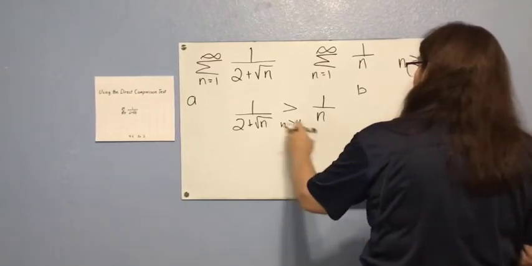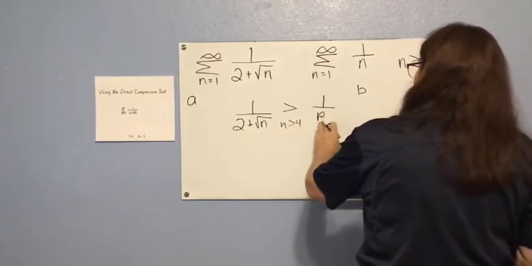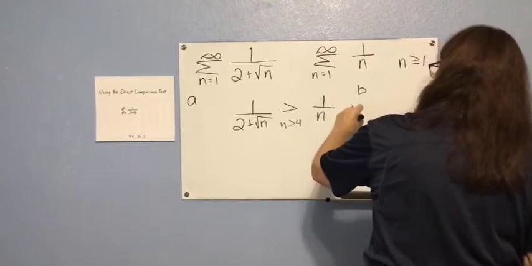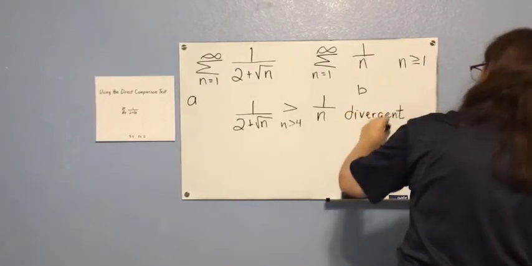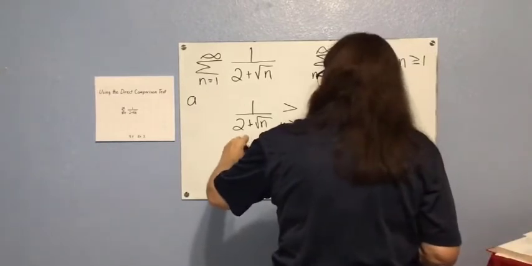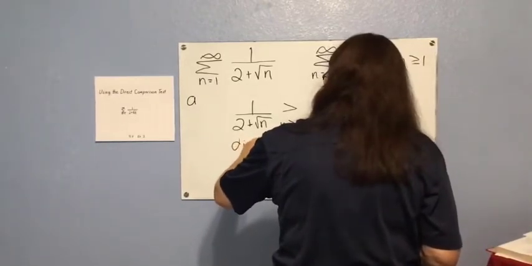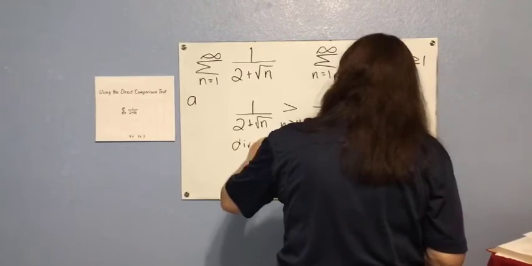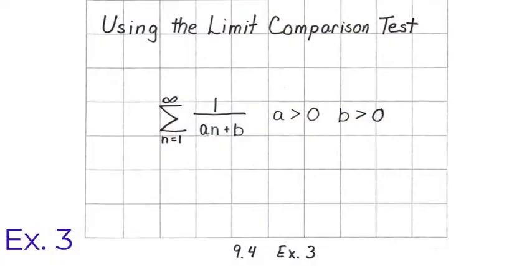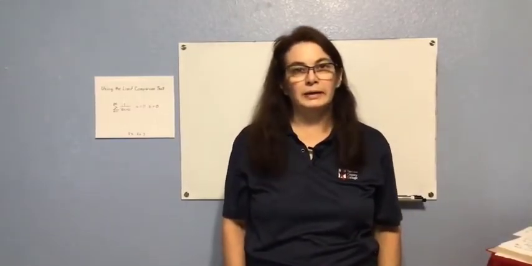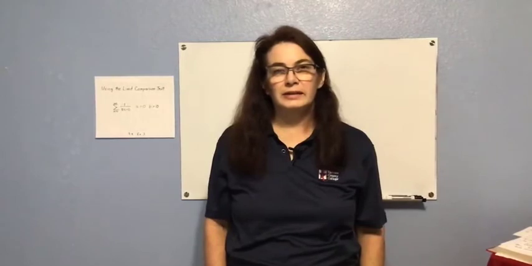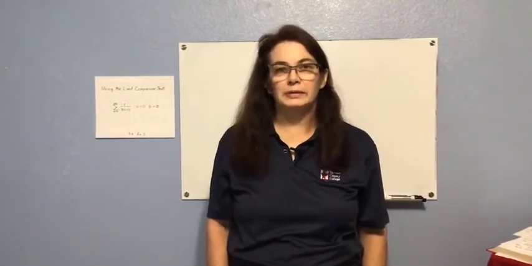Okay, so now we can say, because we know that this is divergent, that this must also be divergent. In addition to the direct comparison test, there's another test we can use called the limit comparison test. Let's see how that works.